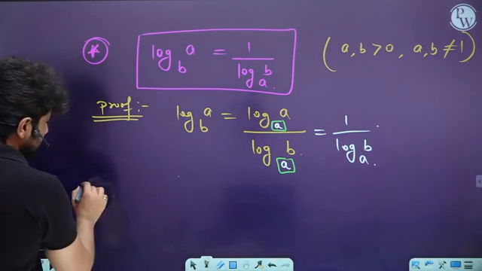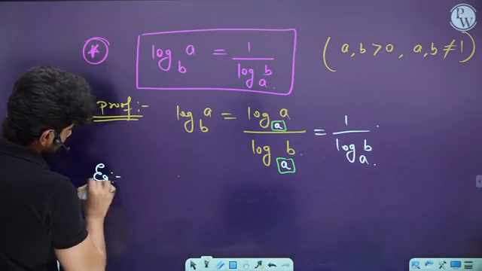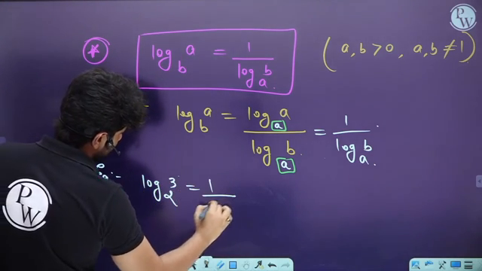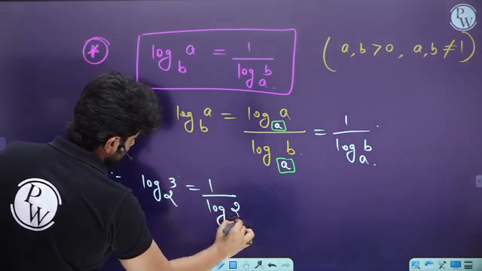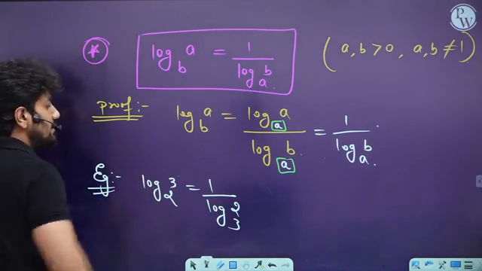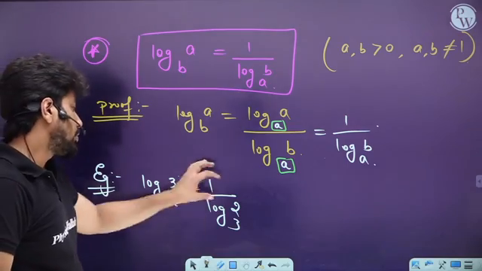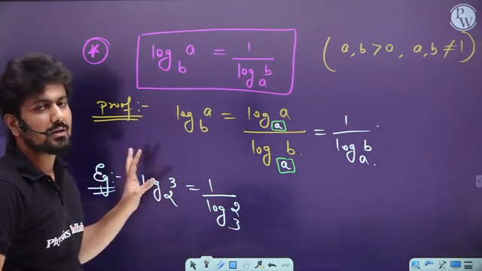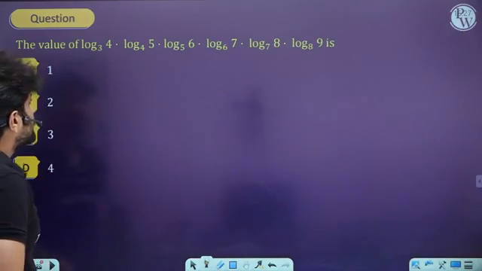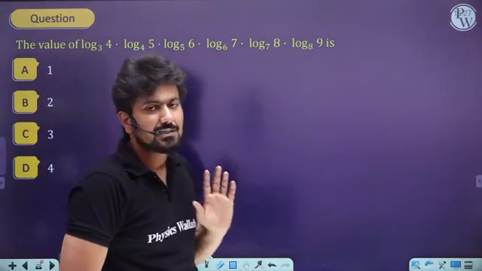For example, we can write log 3 to the base 2 as 1 upon log 2 to the base 3. Basically, interchange these two numbers, a and b. Or 1 upon log 2 to the base 3 can be written as log 3 to the base 2. Clear? Let me show you an example on the base changing theorem.